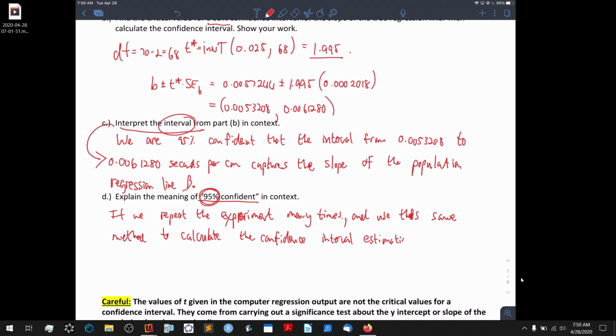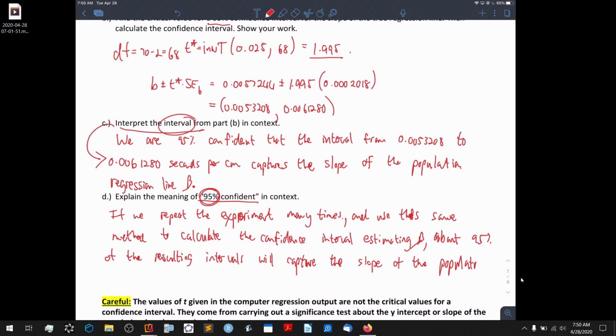estimating beta, okay, we can say about 95% of the resulting intervals will capture the true slope, okay, about 95% of the resulting intervals will capture the slope of the population regression line, beta. Okay.